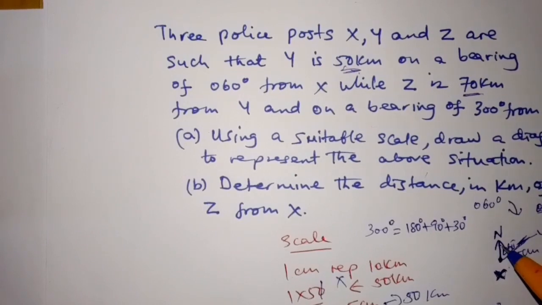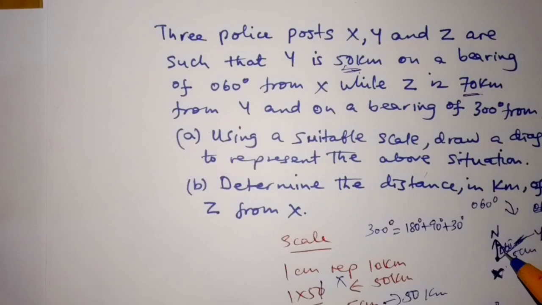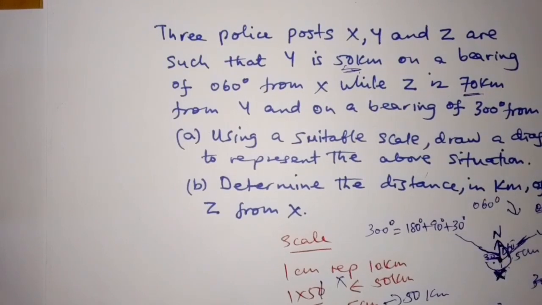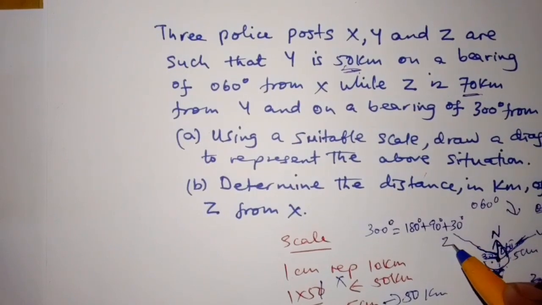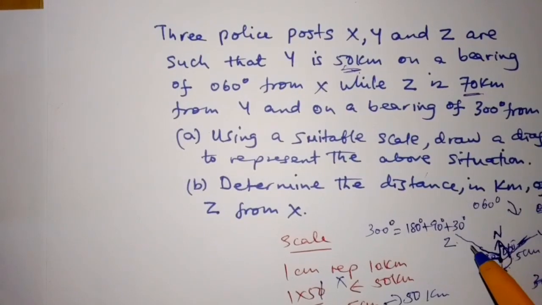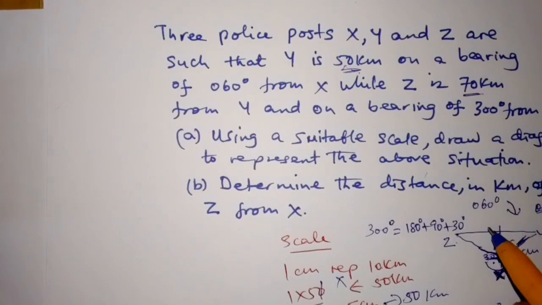So now we use a protractor to measure from North up to this side. This is 180, then when we continue, this is 180 plus 90 plus 30. 30 will be somewhere here. Then this point will extend, and this is what is going to give us Z. Z is 70 km from Y, so when we join Z to Y, we have 70 kilometers, which is represented by 7 centimeters.